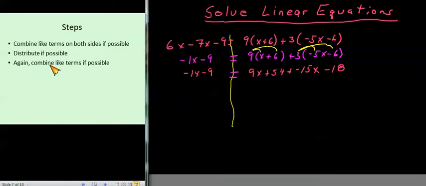Once again, if there's any like terms on each side of this line, we combine them. Well, I see on this side I have a 9x and a negative 15x, and I have a 54 and a negative 18. Those are like terms. All right? So I'm going to combine them, adding them together. So negative 1x minus 9. 9x and a negative 15x is negative 6x. And 54 minus 18 is 36. Oh, this is looking sweet now. Getting it a little simpler looking.